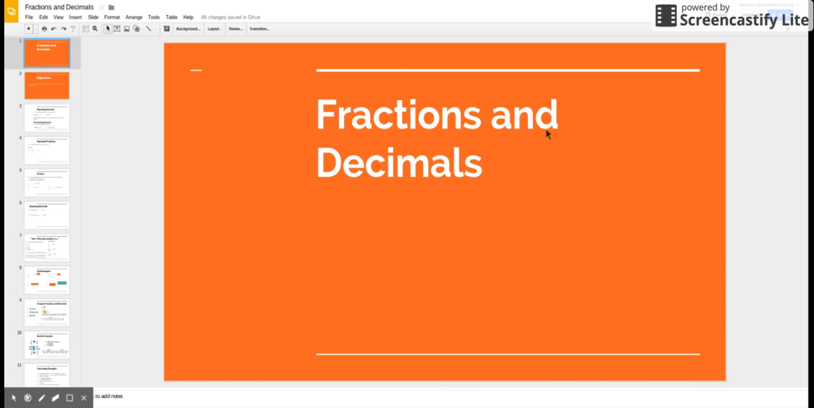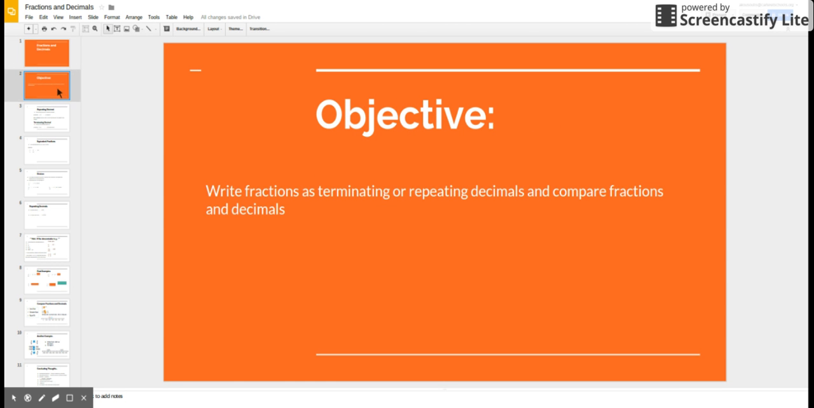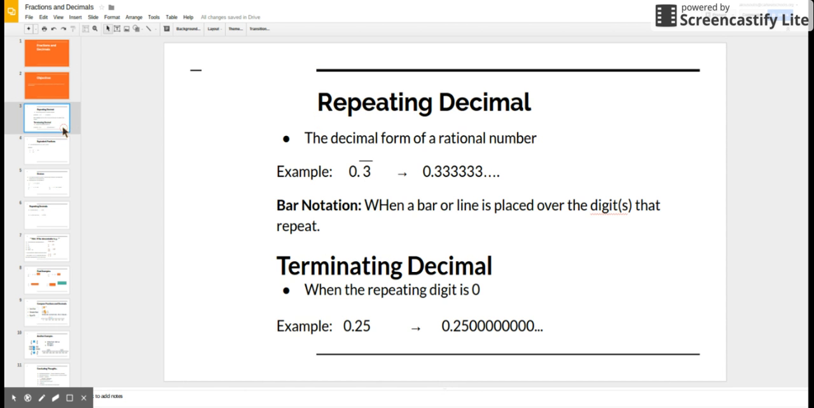Hi there, today we're going to learn about fractions and decimals. So our objective for today is to write fractions as terminating or repeating decimals and compare fractions and decimals.